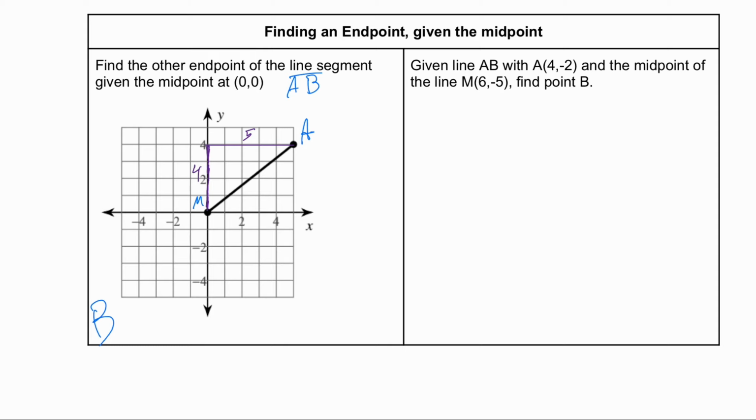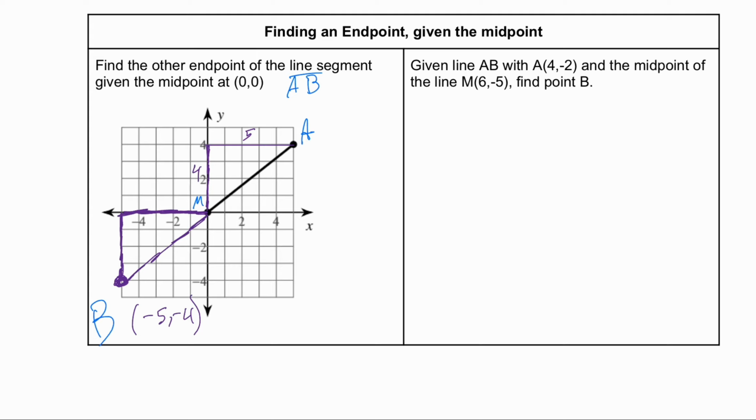So what I'm going to do is follow those same steps over. I'm going to go 5 to the left, 1, 2, 3, 4, 5, and then I'm going to count 4 down, 1, 2, 3, 4. And once I do that, that's going to be my other endpoint. That's going to be coordinate point B. And B we can see is located at -5, comma, -4. Right, so it's just a matter of recounting those slopes. We want to copy the same slope past the midpoint.